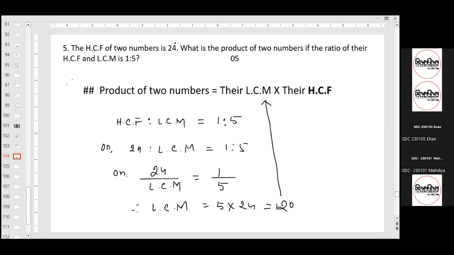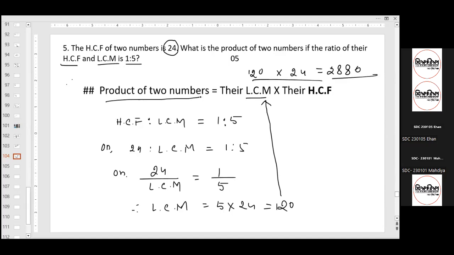So from this information, 24 and this ratio, we can find the LCM as we have the HCF and the ratio is given for HCF and LCM. So if we find the LCM, which is 120, and the HCF, which is given as 24, the answer will be 2400 and 480. That means 2880. So this is equal to the product of the two numbers.